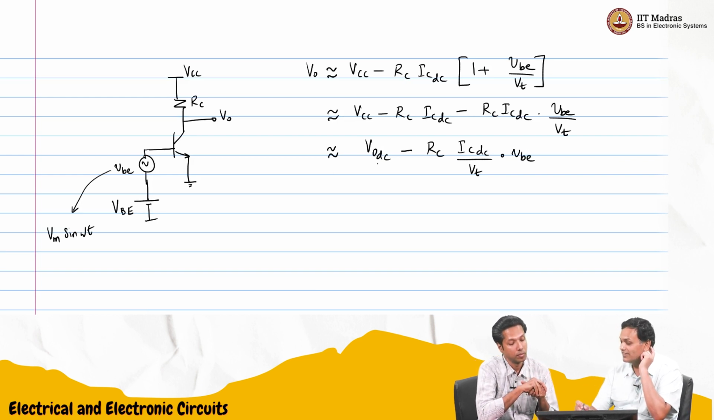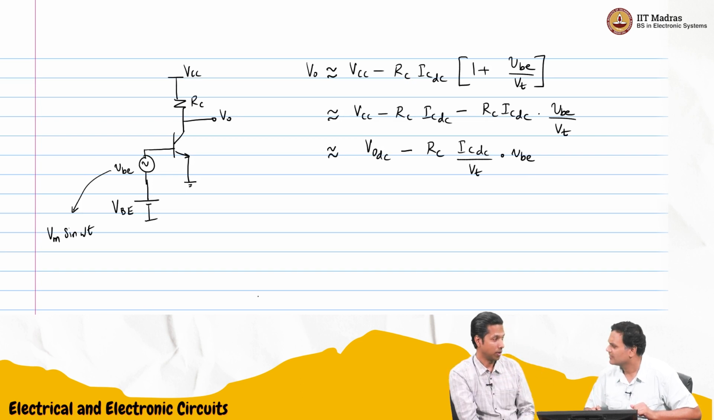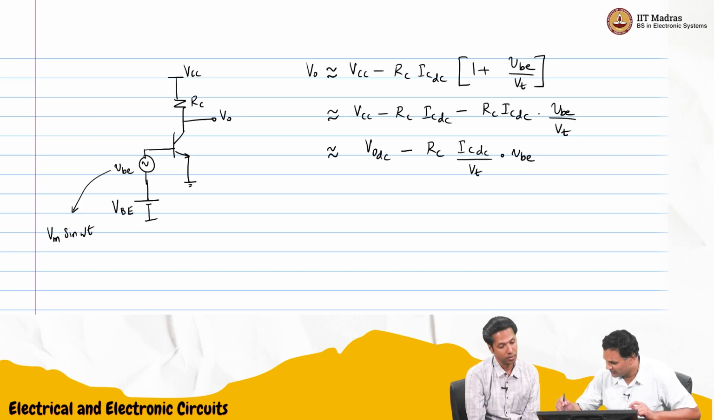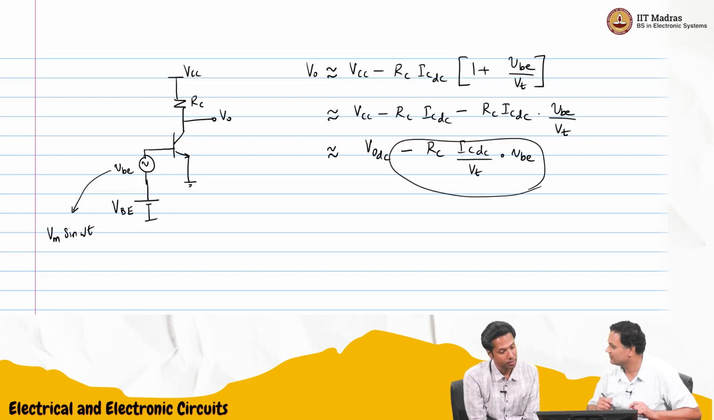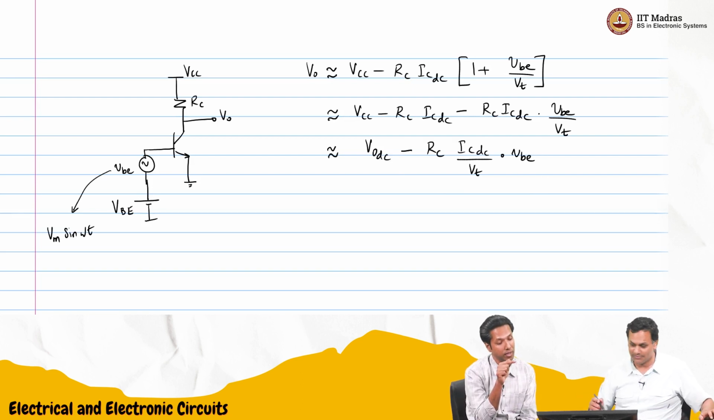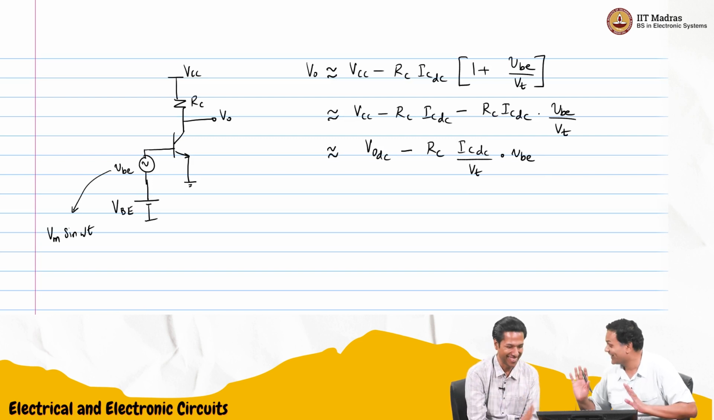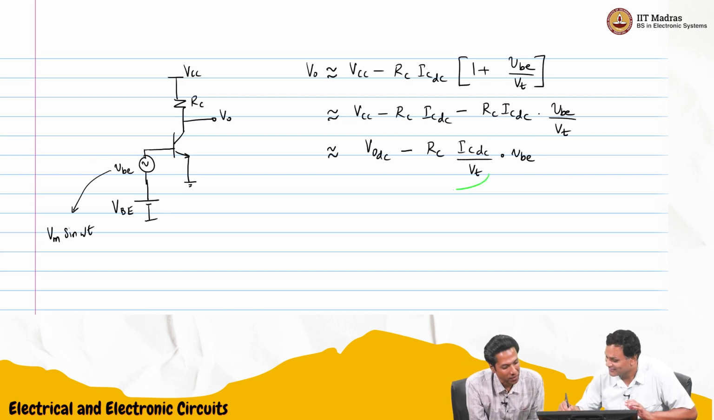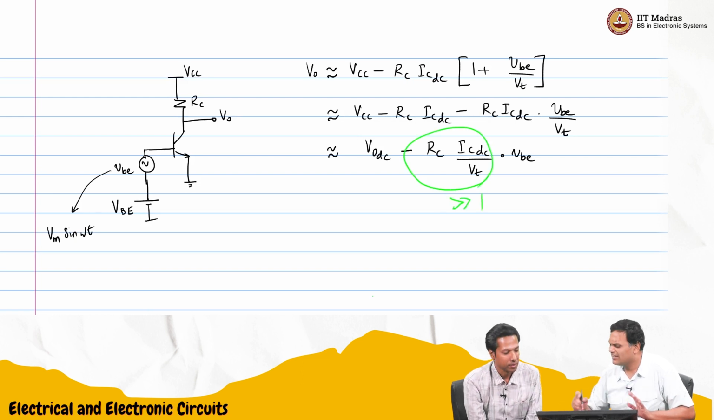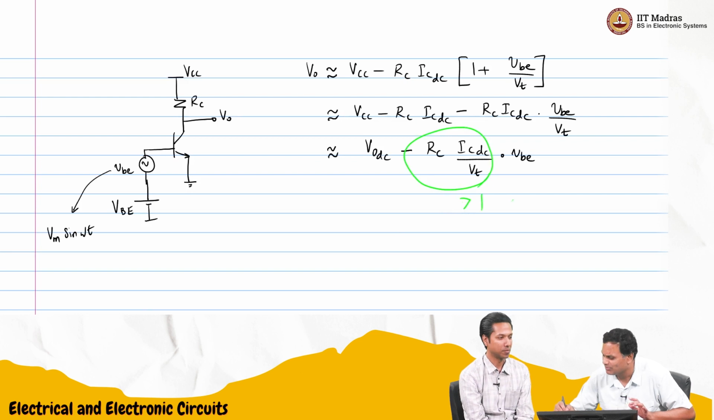Like you said, there is a DC quantity, and there is a portion that depends on small VB. We want to amplify small VB, which means this is the portion we are interested in. So for the amplifier, RC ICDC by VT has to be more than 1. So this should be larger than 1 for an amplifier.